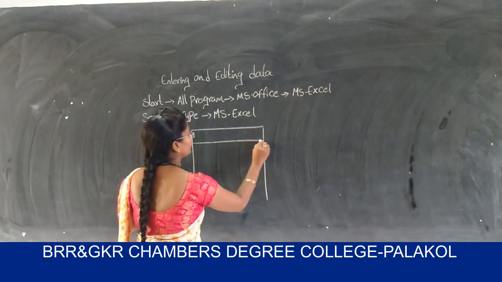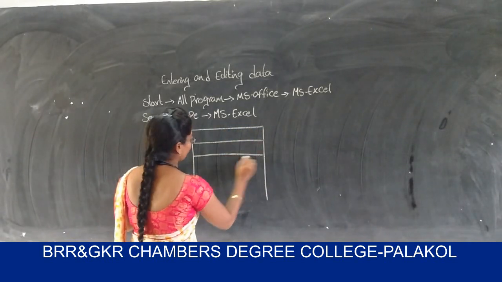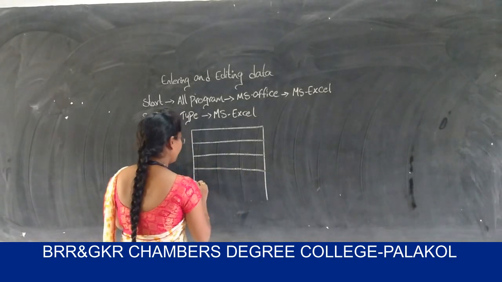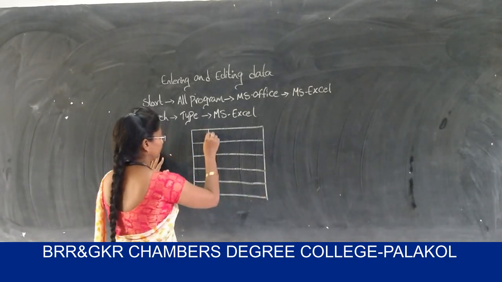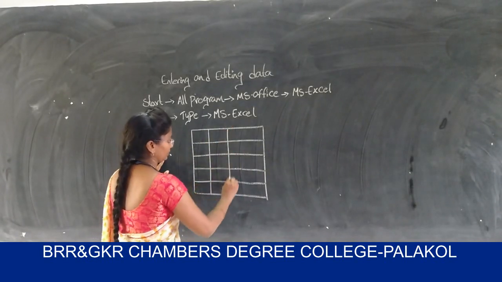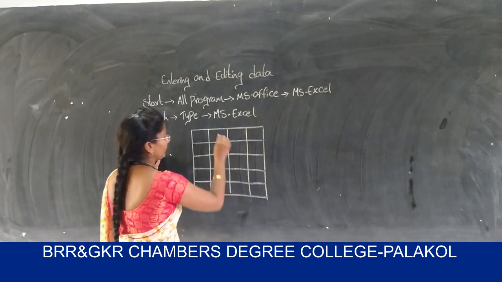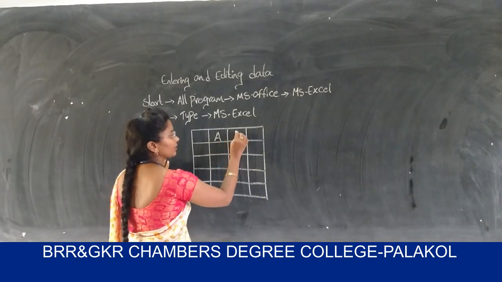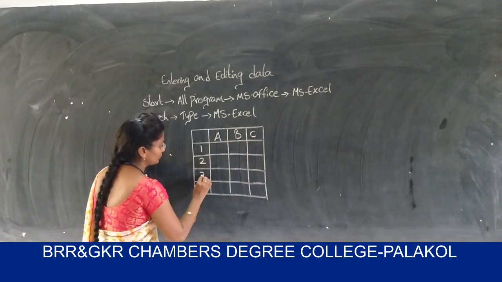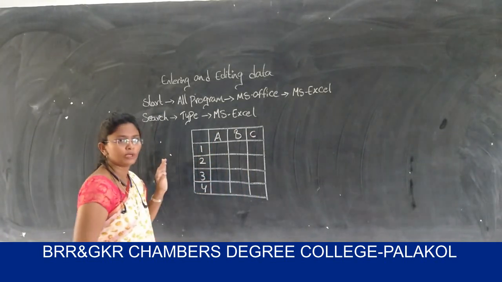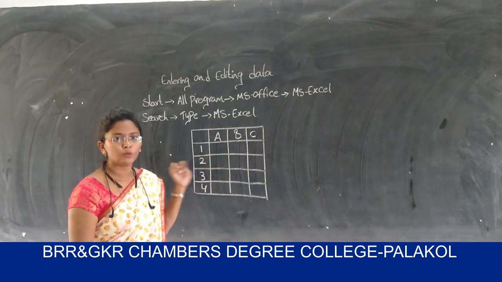Here I am taking the sample Excel sheet. I am just taking the rows and columns. This is column A, column B and column C. Row 1, row 2, row 3 and row 4. This is the sample sheet I am taking over here.